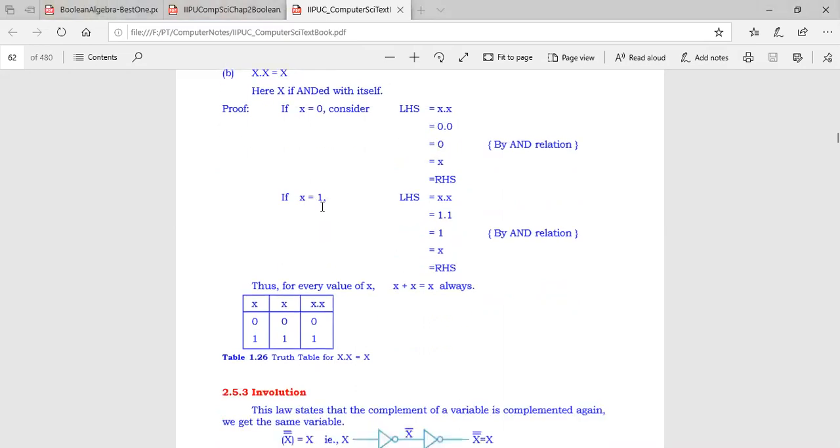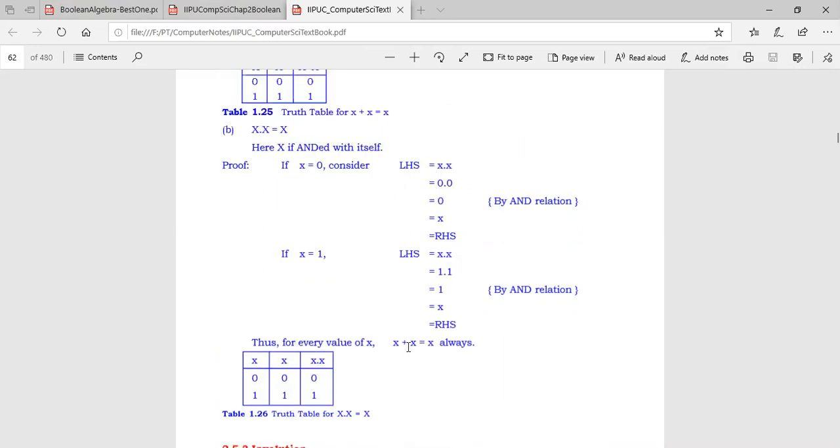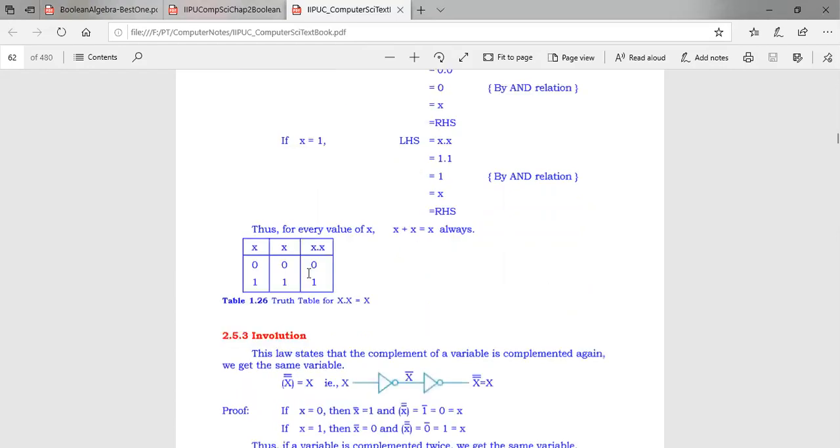Next, substitute x is equal to 1. LHS x dot x is equal to 1 dot 1 is equal to 1, which is equal to x. So, in both the cases, we are getting LHS is equal to RHS. Therefore, we say x dot x is equal to x. There is a typing mistake here. X dot x is equal to x. This one is proved. So similarly, we prove using the truth table with x, x and x dot x as the columns. 0, 0, 1, 1. X dot x: 0 dot 0 is 0, 1 dot 1 is 1. So observing this column with any of these columns, x dot x is equal to x only.